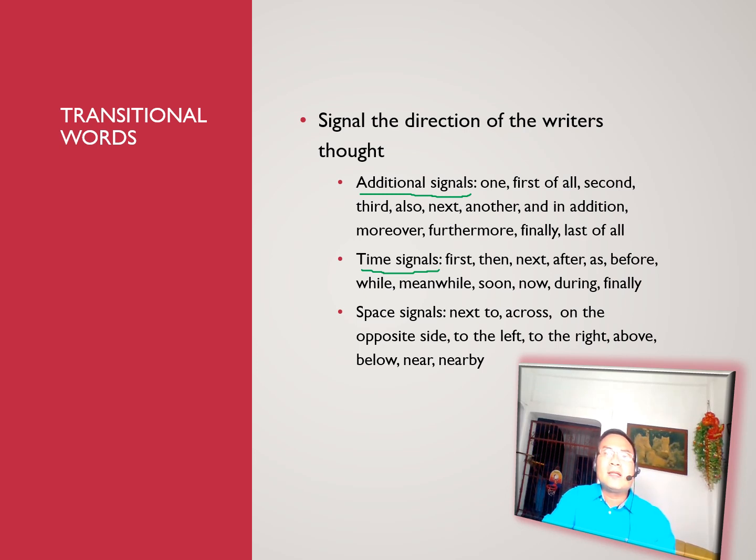Next is space signals. These are adverbs. Next to, across, on the opposite side. This will lead to the location. For example, when you're writing about the description of a location or a place, you really have to make use of the transitional words. It could also mean that you are presenting space signals. So opposite side, to the left, to the right, above, below, near, nearby. As I said, adverbs, right?